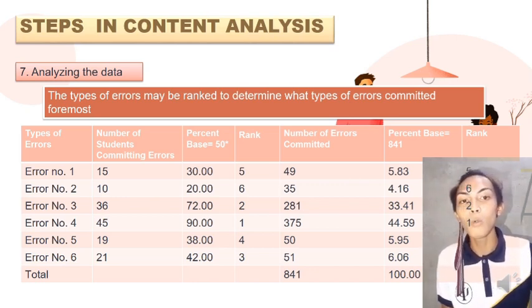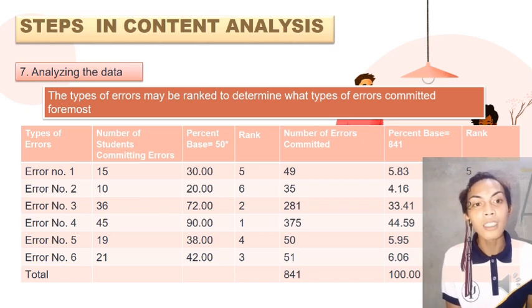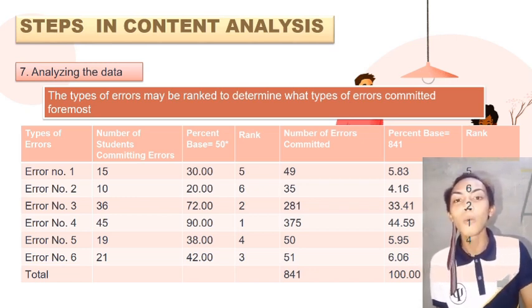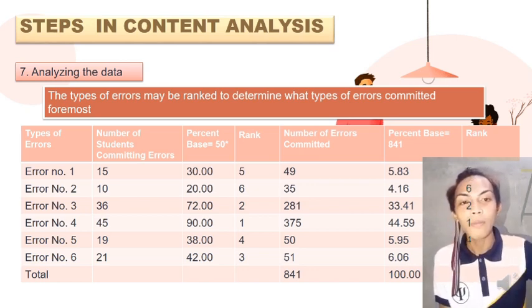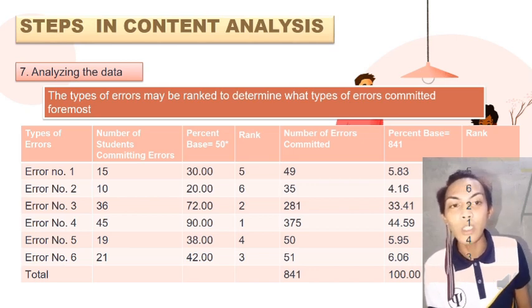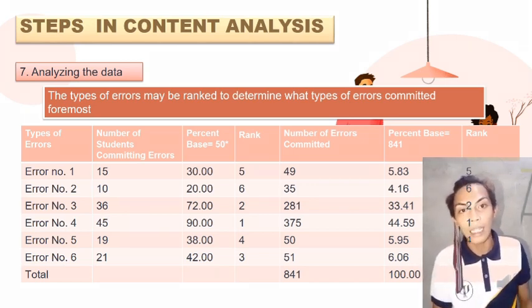In error number 2, for example, there are 10, so the base is 20, the rank is 6, the number of errors committed is 35, so they get the percentage again, which is 4.16, and the rank is 6. We have then, as follows, entry number 3, number 4, number 5, number 6, with a total number of errors committed of 841, and of course the percent is 100.